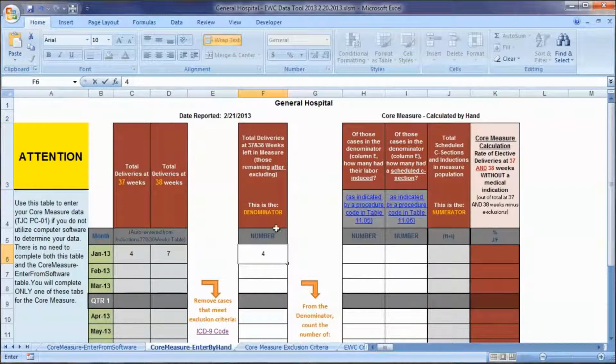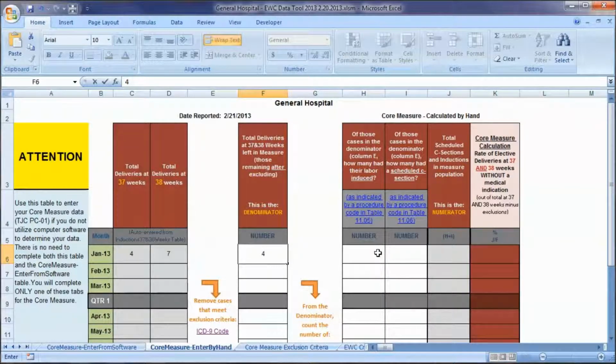Column F is our denominator. It is our measure population, which includes women who delivered at the facility at either 37 or 38 weeks, but did not meet exclusion criteria. Of these 4 women, theoretically, none of them should have had an early elective delivery. So in columns H and I, I'm going to indicate the number of those 4 women that were either induced or had a scheduled C-section.